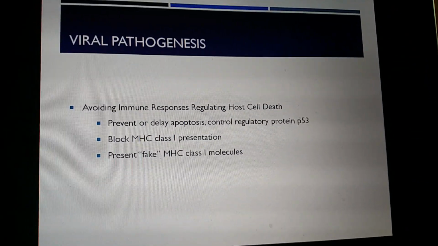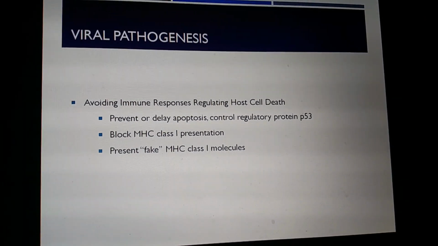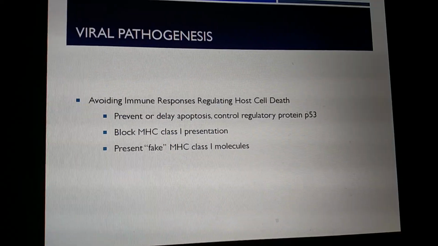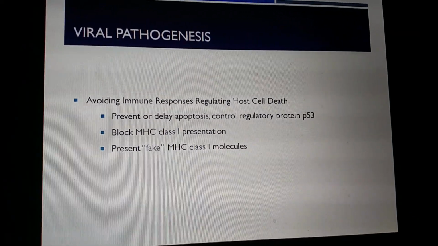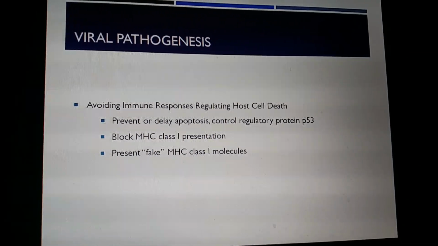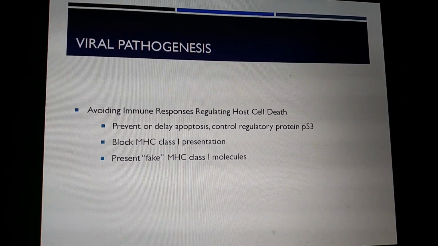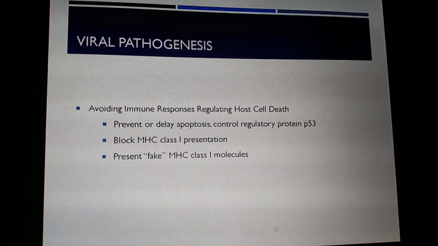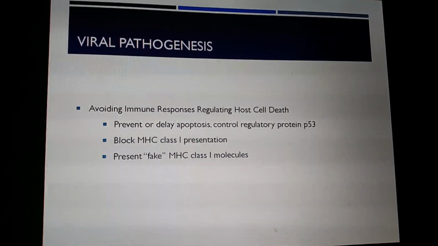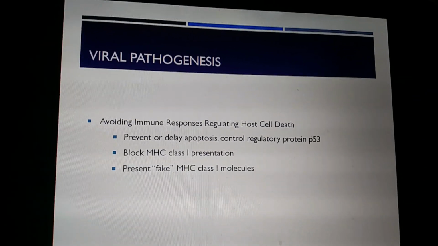Some viruses can also avoid immune responses because they can interfere with apoptosis. Remember, P53 helps cause apoptosis, which is programmed cell death. If certain cells have a virus inside of them, they will begin apoptosis. But certain viruses can actually prevent that from taking place so that the cell doesn't self-destruct despite being damaged.